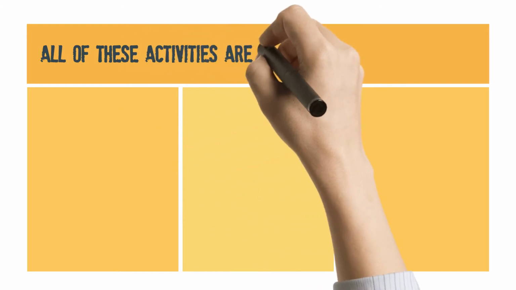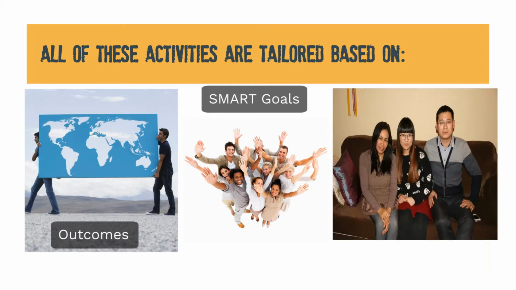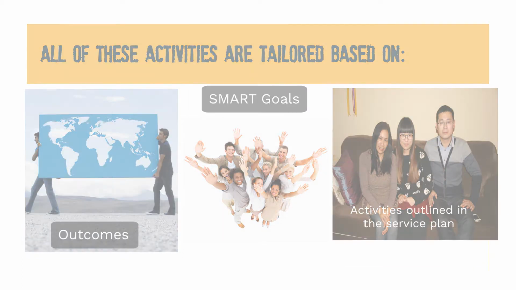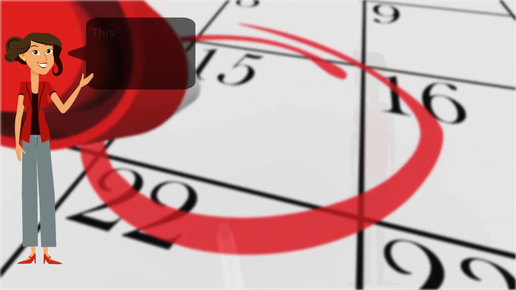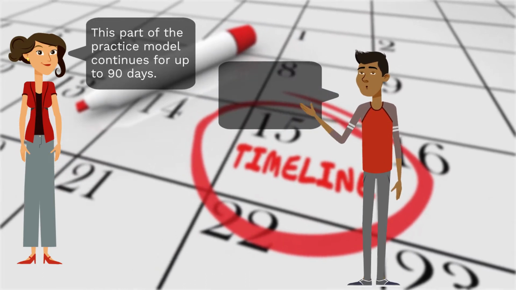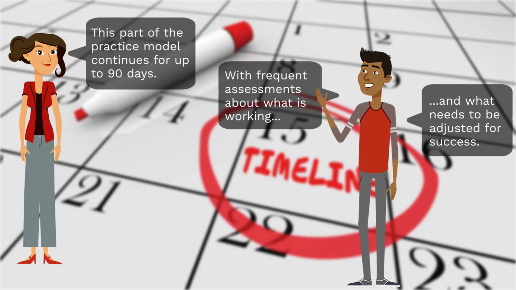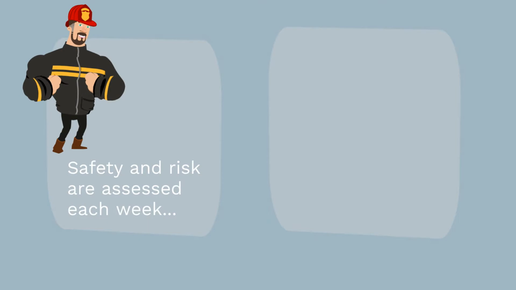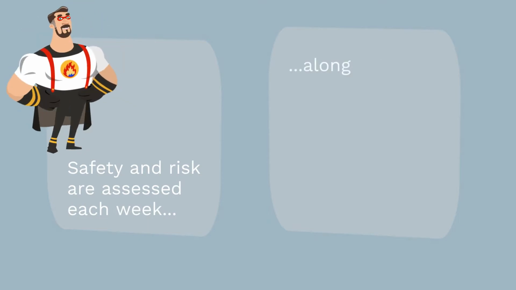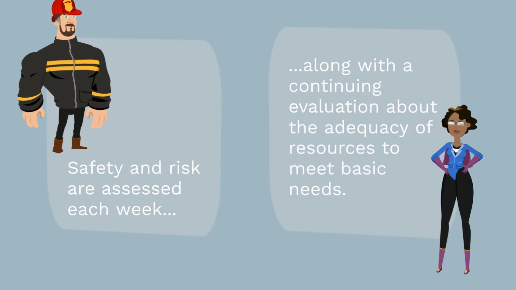All of these activities are tailored based on the SMART goals. Outcomes and activities are outlined in the service plan. This part of the practice model continues for up to 90 days, with frequent assessments about what is working and what needs to be adjusted for success. Safety and risk are assessed each week, along with continuing evaluation of the adequacy of resources to meet basic needs.